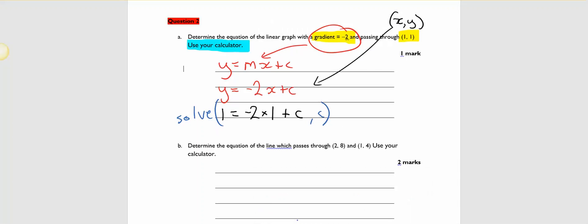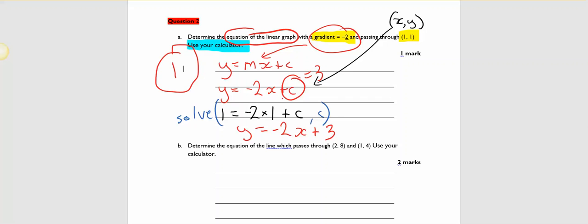Going back here, if c equals 3, in our equation we would go y equals -2x plus 3, and that would be our answer because we were asked to determine the equation of a linear graph. Now that was the first way that we could have worked this out. The second way we could have worked this out is to use the graphing section on our calculator. Remembering the gradient was -2 and it passed through (1, 1).